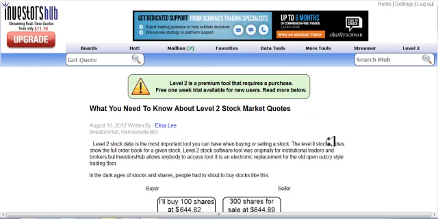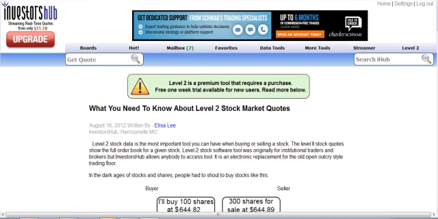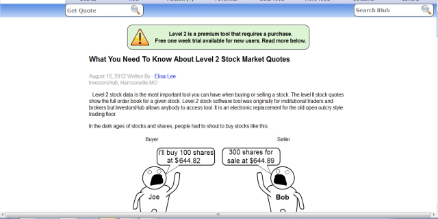I'm over here at Investors Hub, and I'd like to talk to you a little bit about Level 2. Level 2 is a premium service that Investors Hub provides. It's stock data where we're able to get important tools when buying or selling a stock. The Level 2 stock quotes show the full order book for a given stock, and Level 2 stock software was originally for institutional traders or brokers, but Investors Hub allowed everybody to access this tool.